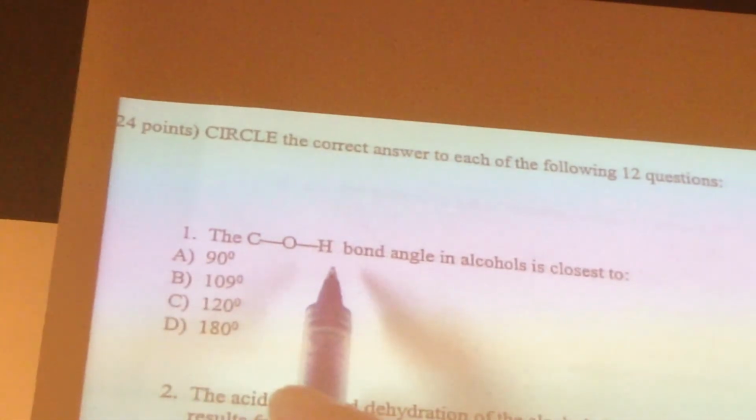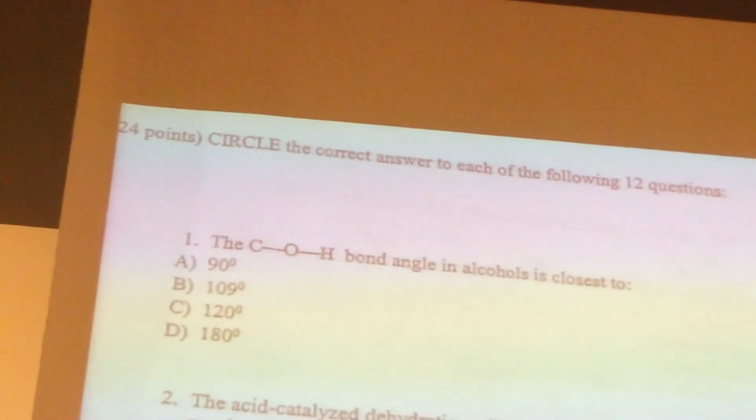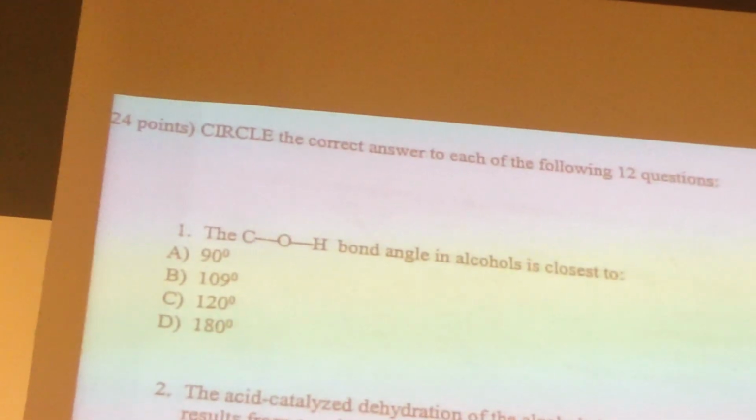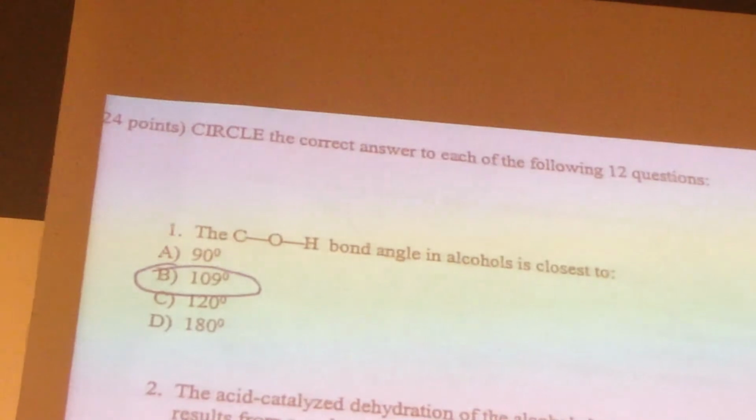The C-O-H bond angle in alcohol is closest to which one? B, 109 degrees, right? Because it's tetrahedral.